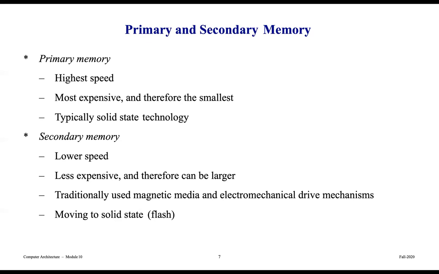Secondary memory tends to be slower speed and less expensive, and therefore it's easy to afford to have this be a much larger memory. A traditional hard drive is where this would be thought of. Historically, hard drives use some type of magnetic media and electromechanical drive mechanisms to access that.